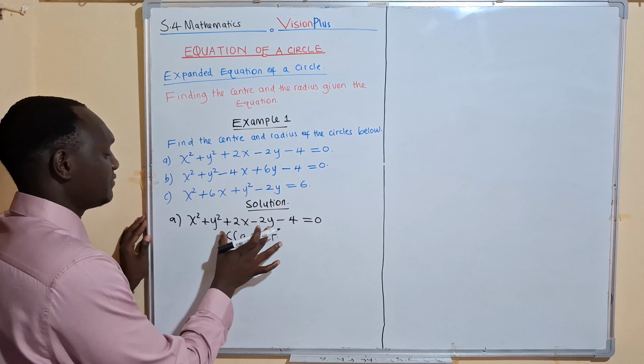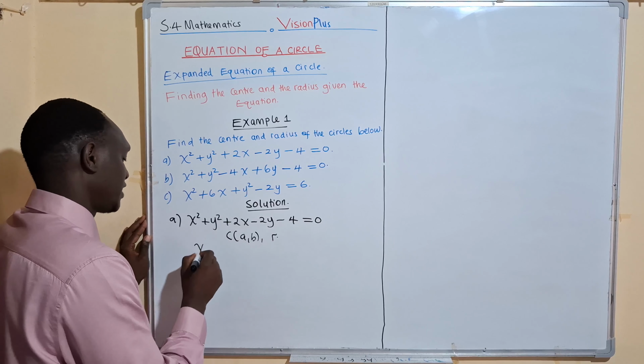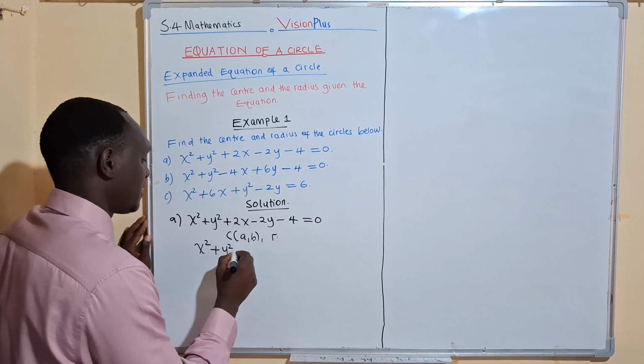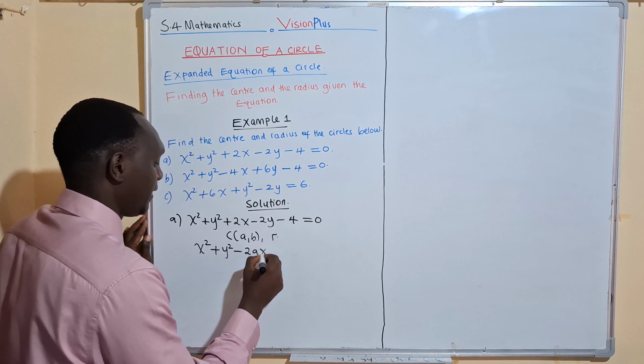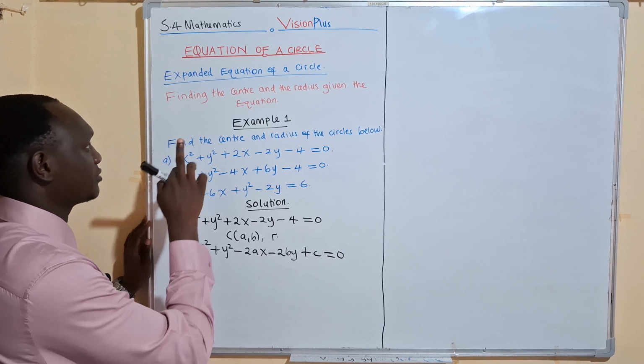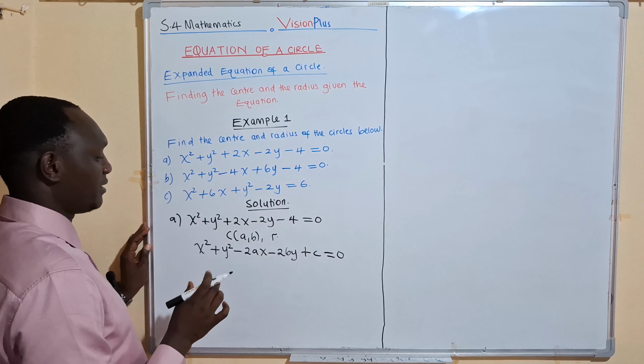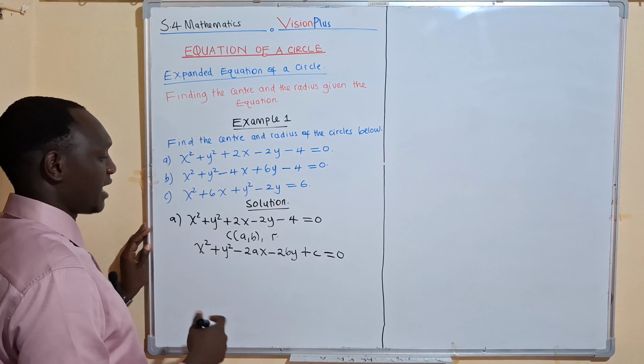We compare this given equation to the expanded equation of a circle given by x squared plus y squared minus 2ax minus 2by plus c equals 0. This is what you must keep in your mind when you are dealing with the expanded equation of a circle. Now from here we are going to compare terms and coefficients.